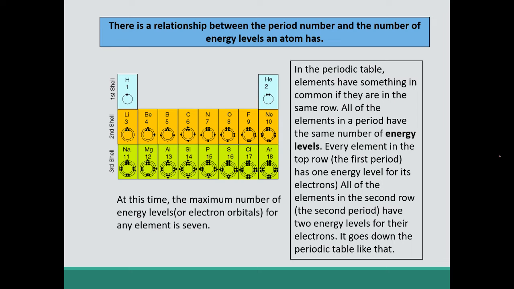In the periodic table, elements have something in common if they are in the same row. All the elements in a period, or a row, have the same number of energy levels. Every element in the top row, like hydrogen and helium, has 1 energy level. All the elements in the second row have 2 energy levels, because the first row filled up the first energy level, so we need to add another until we get to neon. Then the second energy level is full, so we go to the third shell. The third row has 3 energy levels, and so on.